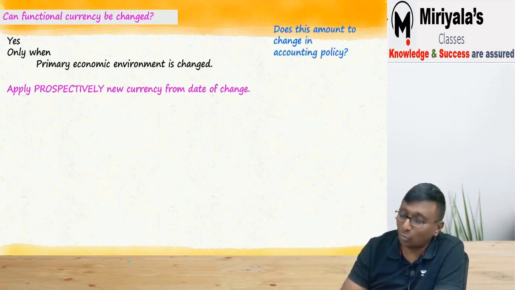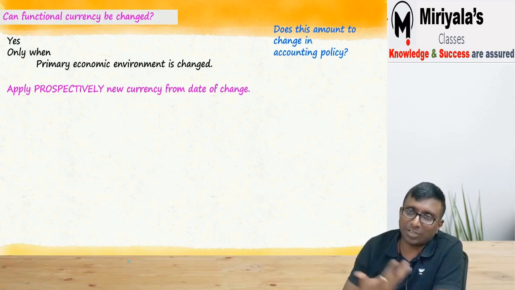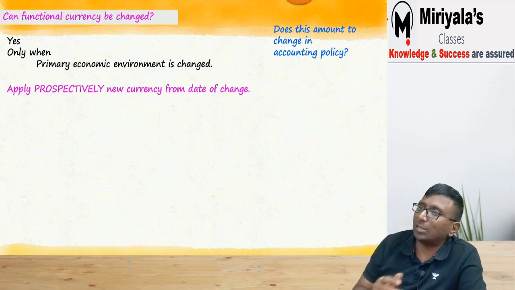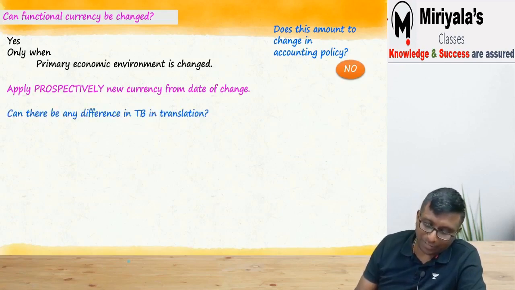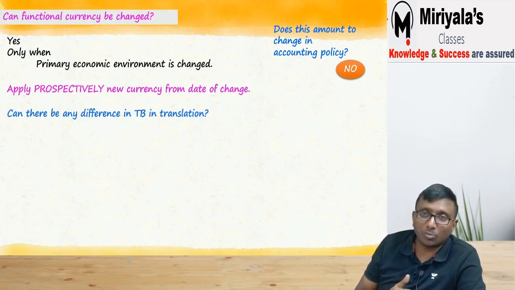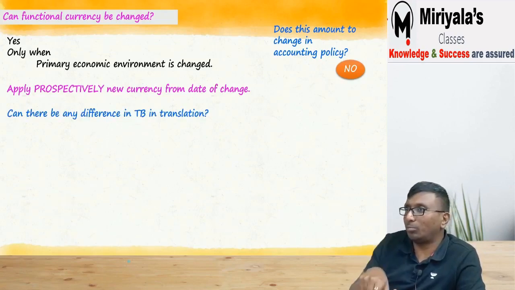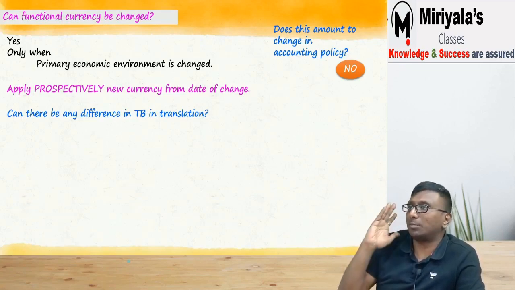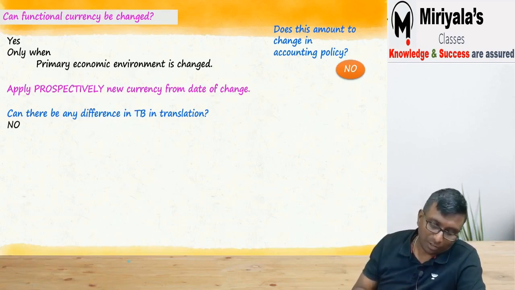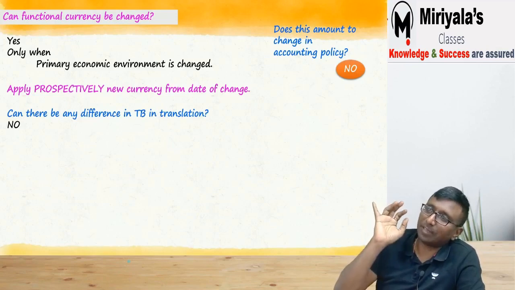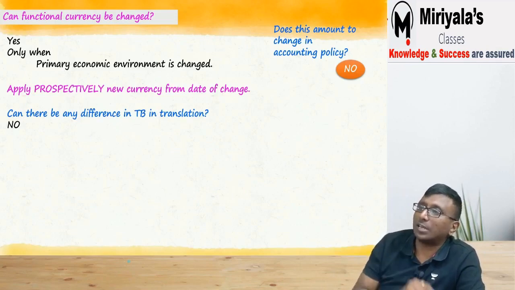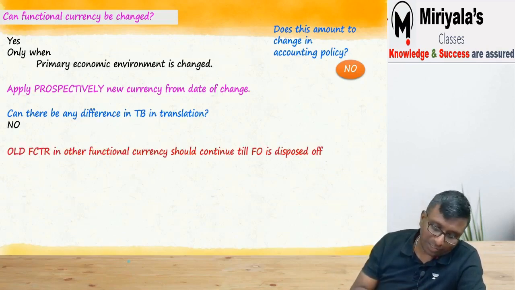Does this amount to a change in accounting policy? Is it my choice? This is not a choice; this is a change in the business circumstances. No, it doesn't amount to a change in accounting policy. Can there be a difference in the trial balance translation? Impossible. Why? I said take the TB, and every number is divided by 82. How can a difference come? It is impossible to get a difference because the entire TB, all balance sheet items, is converted using today's rate of 82.